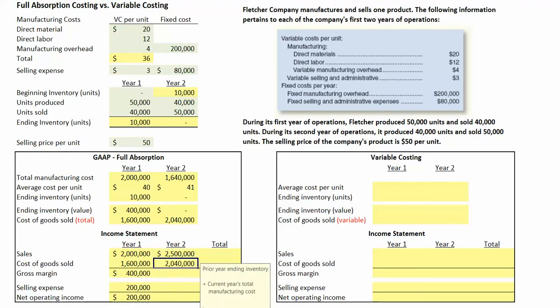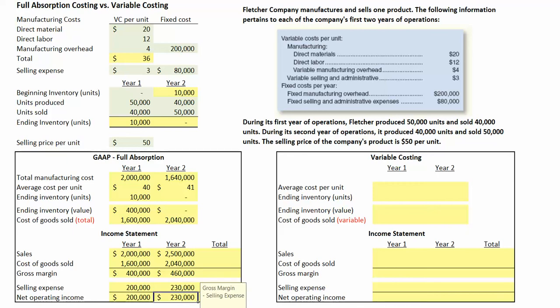Our year 2 cost of goods sold we calculated above, and again that was prior year's ending inventory value of $400,000 because we've sold all of our inventory, plus the current year's manufacturing cost of $1,640,000. So our total cost of goods sold in year 2 is $2,040,000. Our gross margin then is $460,000. Our selling expenses are $230,000. That's the 50,000 units we sold times a $3 per unit variable cost, plus the $80,000 in fixed selling cost, which gives us our year 2 net operating income of $230,000.